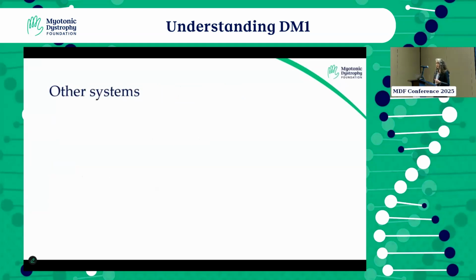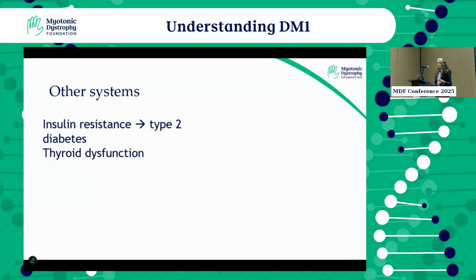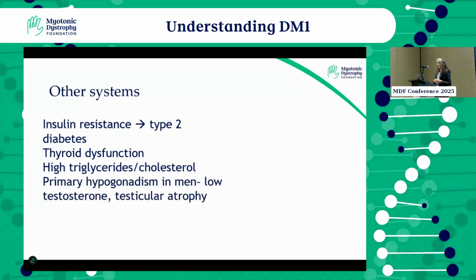Other systems that are involved: insulin resistance can lead to type 2 diabetes. Thyroid dysfunction can result in hyper or hypothyroidism, which can lead to increased or decreased level of thyroid hormones. There can be high triglycerides or high cholesterol. Primary hypogonadism can happen in men, which can lead to low testosterone, testicular atrophy, and can lead to infertility.